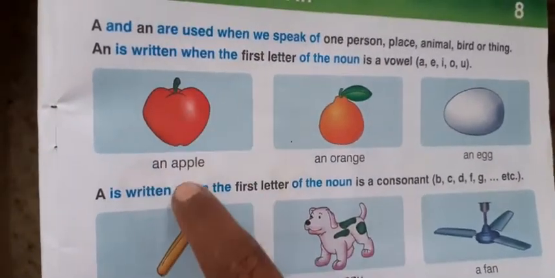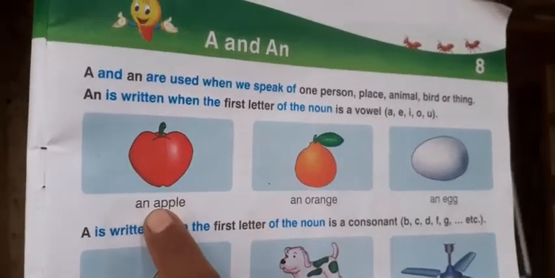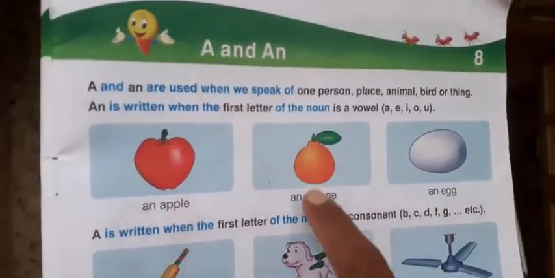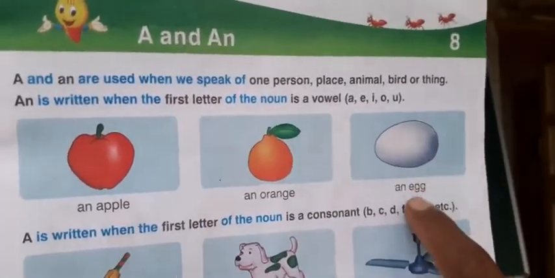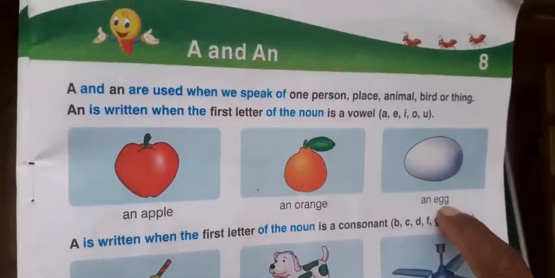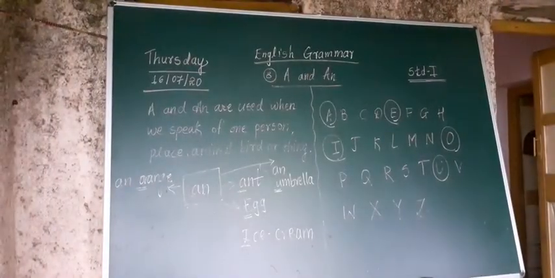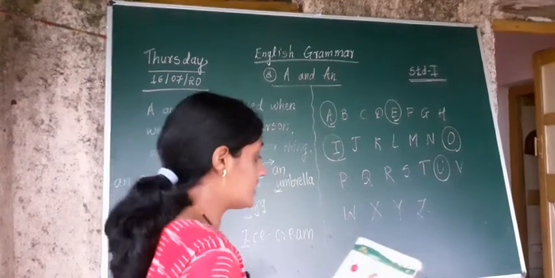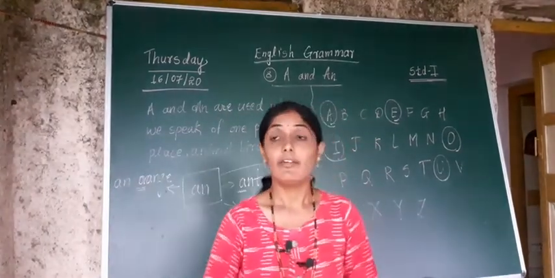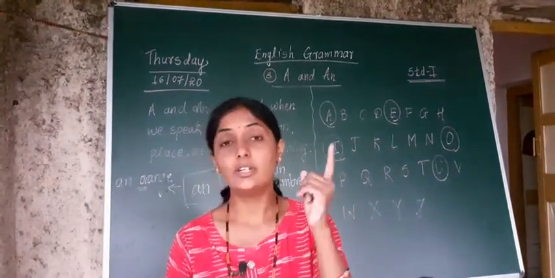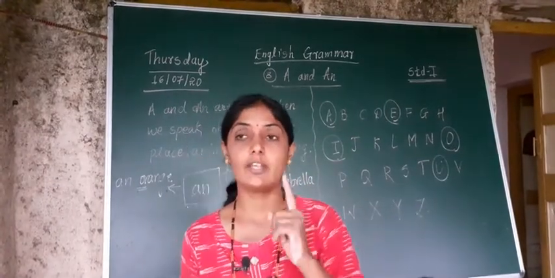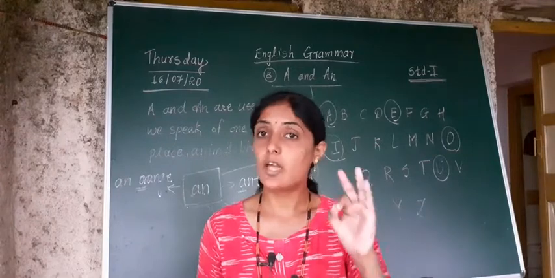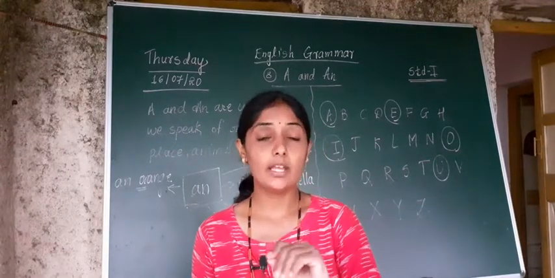Examples are given. An apple. Apple starts with which letter? A. An orange. Orange starts with which letter? O. An egg. Egg starts with which letter? E. In this way it is told that an is written when the first letter of the noun is a vowel. Let it be any word.